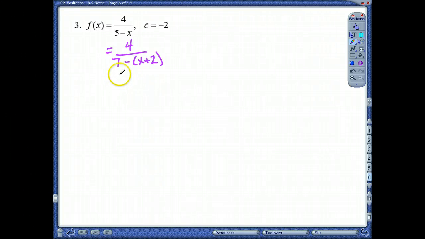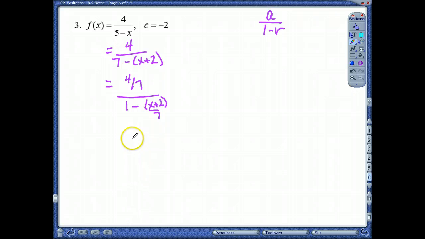I have a 7, unfortunately. I need to have a 1. Once again, eye on the prize. We need that 1. So we're going to divide everything through by 7. So now, believe it or not, we're in that perfect form. Who's going to play the part of a? Why, 4 sevenths. Who's going to play the part of r? If you said x plus 2 divided by 7, you are right.